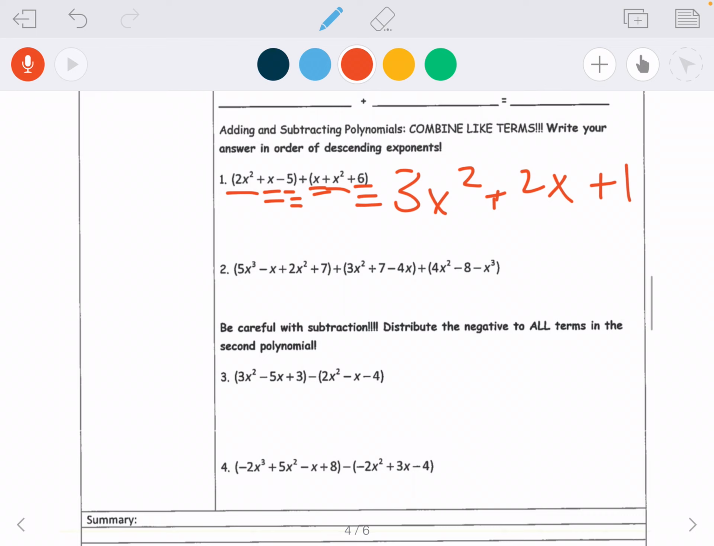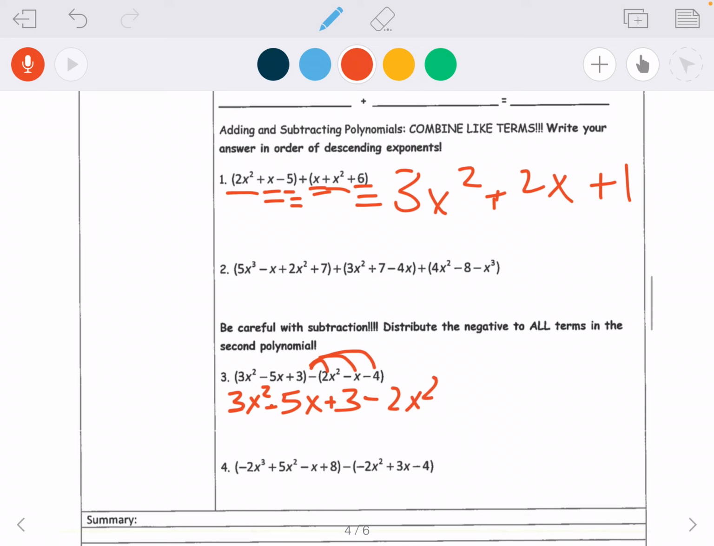If you look down at number 3, it says, be careful with subtraction. You need to distribute the negative to all the terms in the second polynomial. So what we're going to do is I'm going to rewrite the first set of parentheses. I'm not doing anything with those yet. What I suggest you do is rewrite it after you distribute this negative sign or this minus sign. So I have -2x squared.